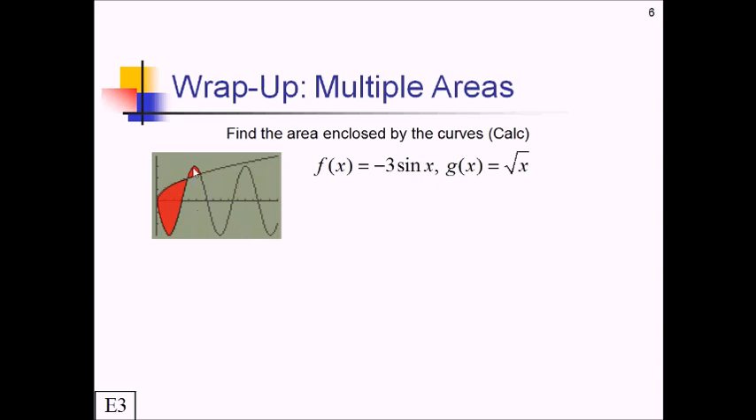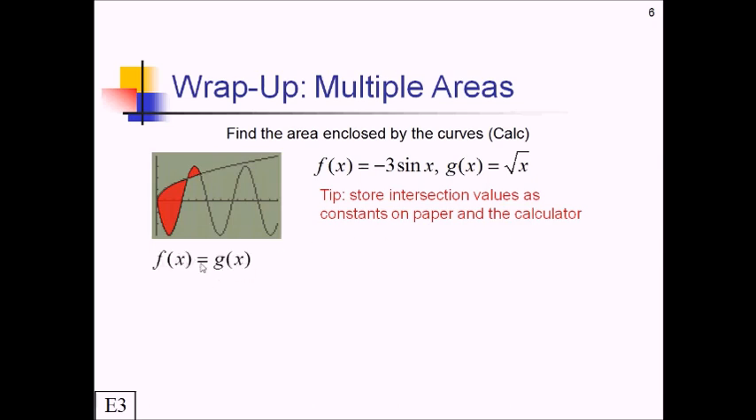Before I do any of that, though, let me actually find these intersection values and store those as constants both on my paper and the calculator so I don't have to keep writing them. So just to let people know what I'm doing, I'm going to say f of x equals g of x, so I'm finding intersection points. And we already know that this happens at x equals 0 at the origin. They clearly run into each other. But now we have these other spots we need the calculator to find.